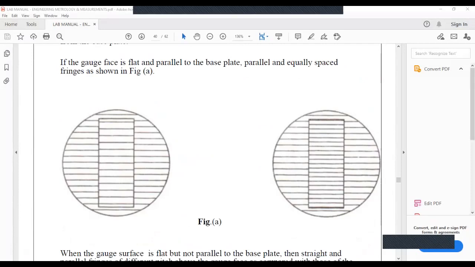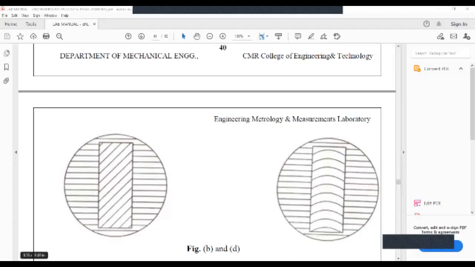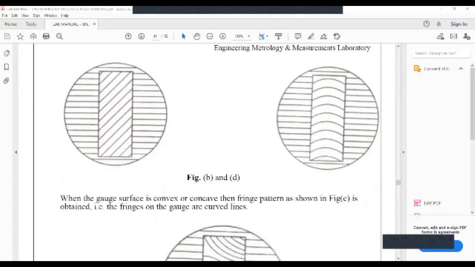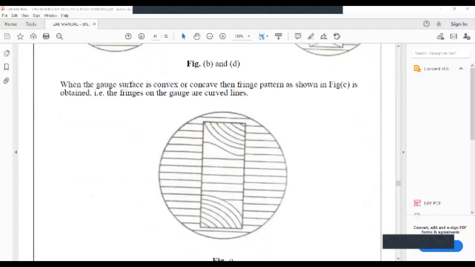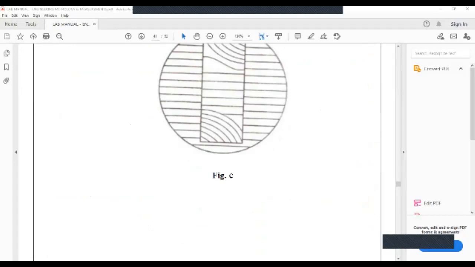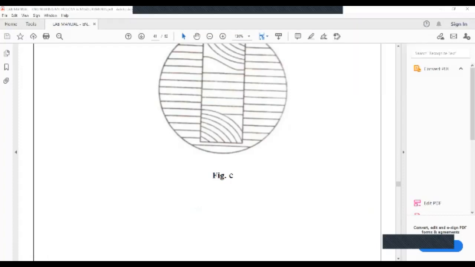Whenever the surface has equal lines that coincide with each other, it is considered a flat one. Instead, if the surface has parallel lines and the slippage we kept in order to find flatness shows some inclined lines or curved lines, then the surface is not flat, but is either a convex or concave pattern. Like this, we observed different combinations of fringe patterns from the interferometry concept, and by that we said the surface is either flat or not flat.